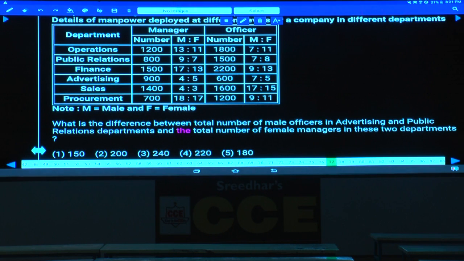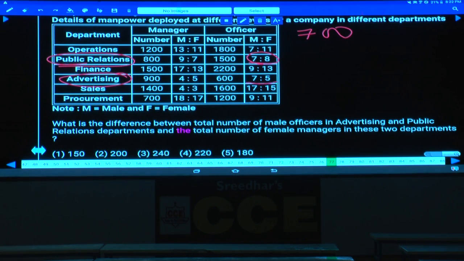What is the difference between total number of male officers in advertising and public relation department and the total number of female managers in these two departments? Right. One is officers, one is about managers. Difference between male officers in advertising and public relation. Male officers, total how many parts do you have? 15 parts. 15 parts is equal to 1500, then one part is 100, male are 700.